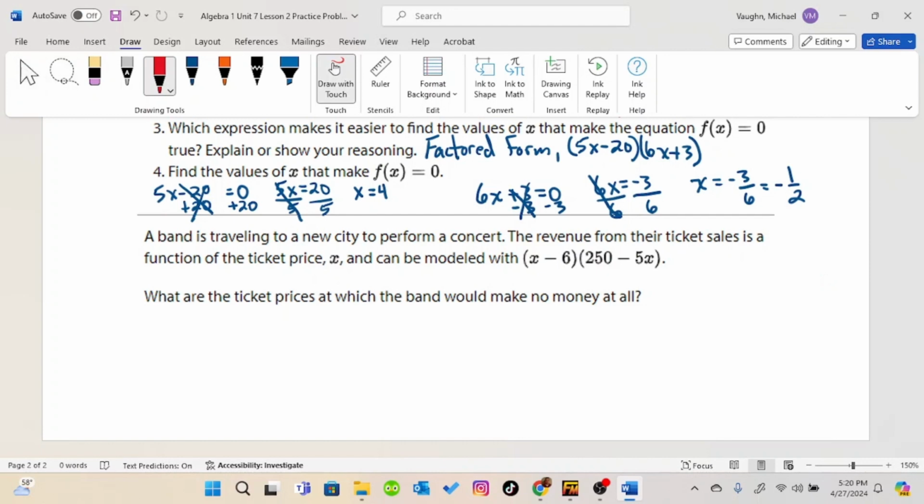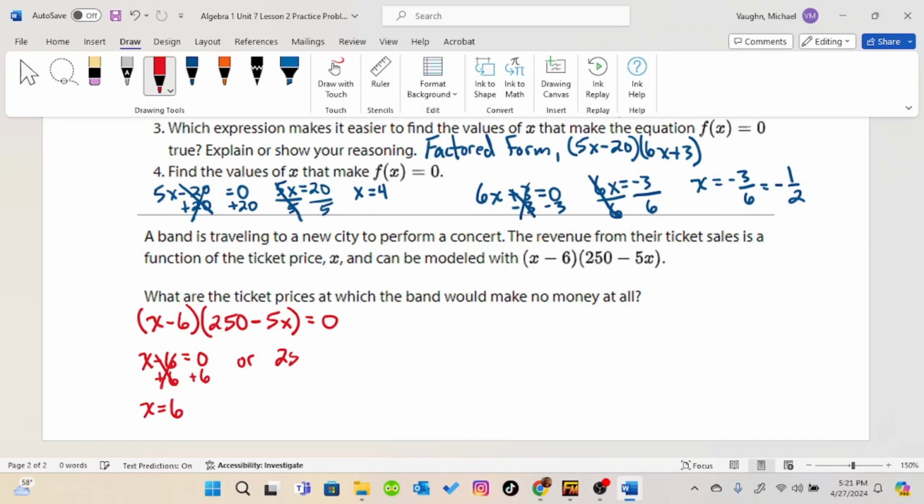So we take the factored form, x minus 6 times 250 minus 5x, and we set it equal to $0 revenue. This can only happen if one of the factors is 0. So x minus 6 equals 0. We add 6 to both sides. That eliminates it from the left, and x equals 6.